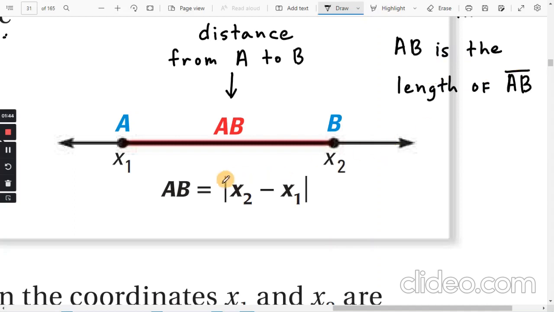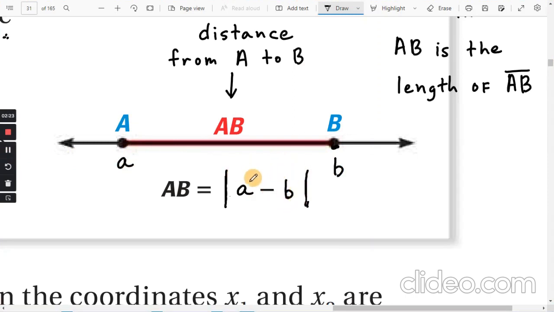Okay, so here they give us the formula for the distance or length of AB. You just subtract the two coordinates, x2 minus x1, and then you take the absolute value. Okay, so that's what these bars are on the sides. All right. And like I said, instead of x1 and x2, I like to use lowercase a and b, so that would look like this. So a and b, lowercase, would be the numbers associated with the points A and B, and you just subtract a minus b and then take the absolute value.